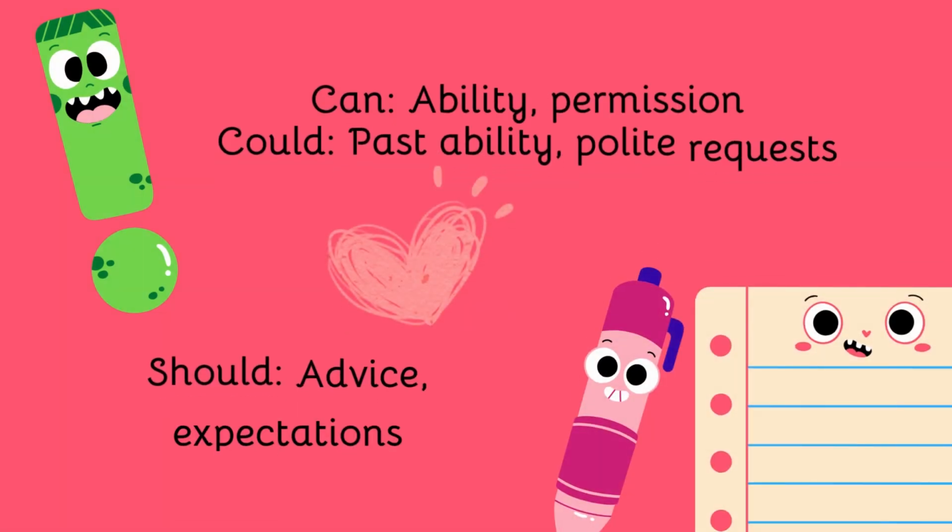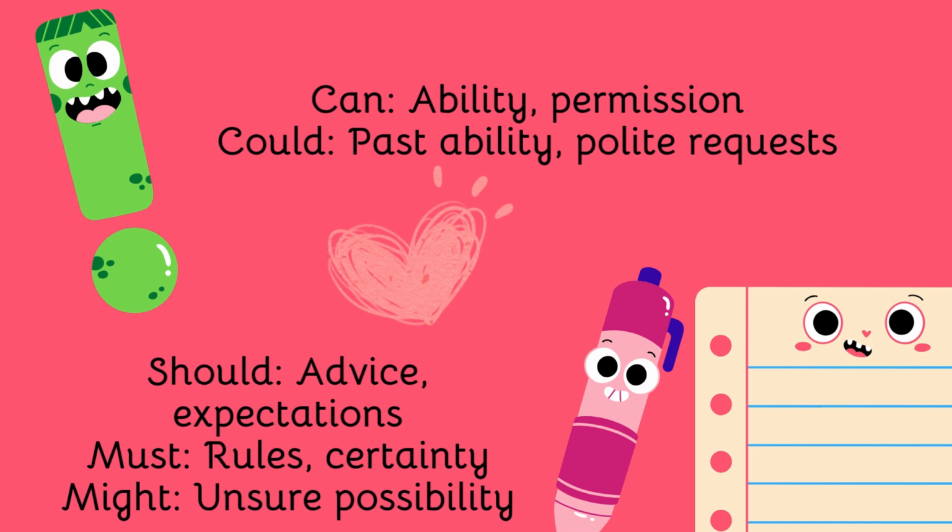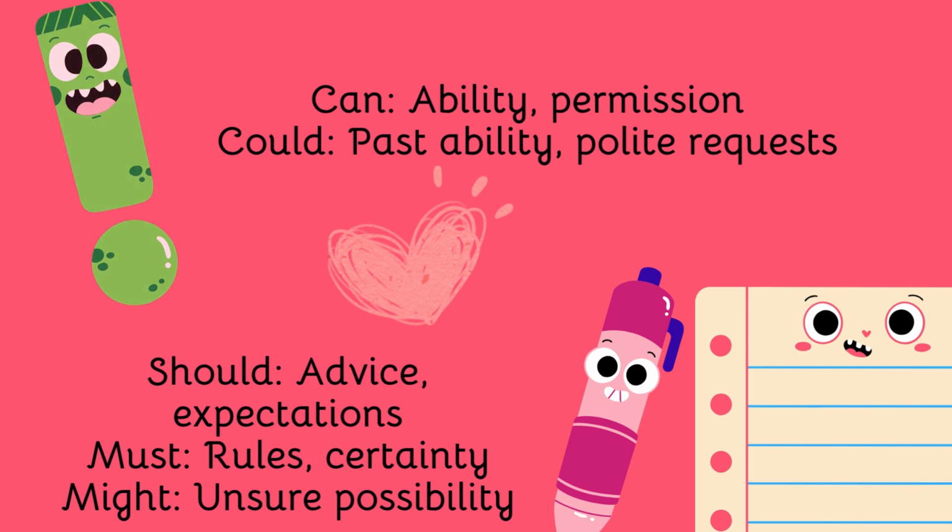Let's quickly review. Can is for ability and permission. Could is for past ability and polite requests. Should is for advice and expectations. Must is for strong rules or certainty. Might is for possibility when we're unsure.